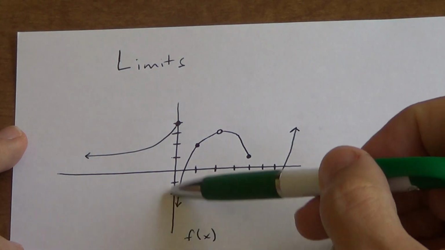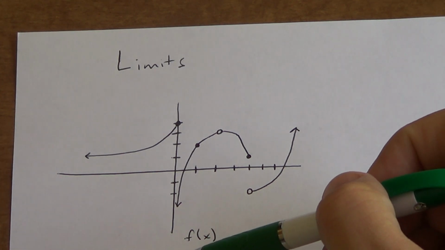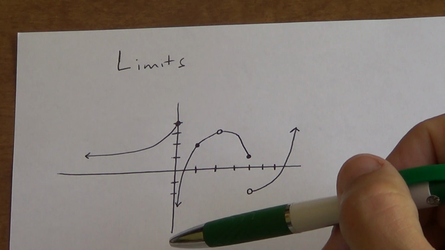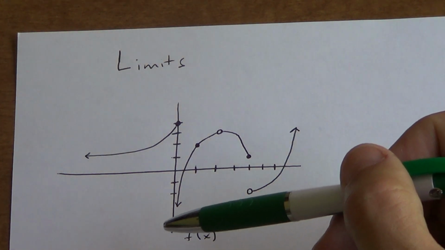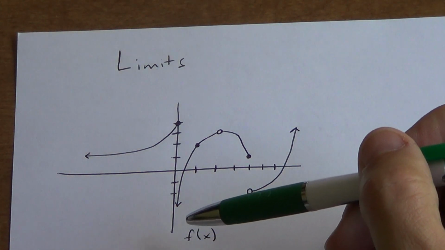Remember earlier I said this is supposed to be a vertical asymptote here. So in that case, I don't really have a number that my y value is approaching. It just keeps going down, down, down. It gets increasingly large in a negative direction. Okay? It doesn't have a boundary.